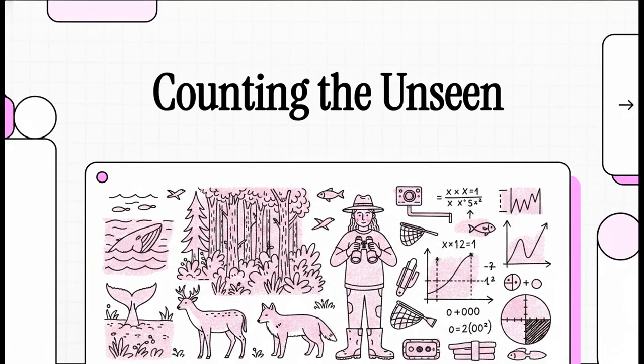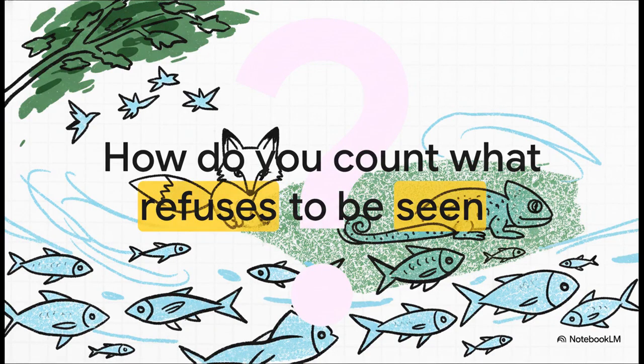I'm your host, and today we are stepping into the muddy boots of a field ecologist. We're going to explore how scientists actually know what's happening out there in the wild. We'll look at the ingenious tools, the clever math, and the fascinating detective work it takes to track nature's most elusive creatures. So, here is the ultimate ecologist's dilemma. How do you count what absolutely refuses to be seen?